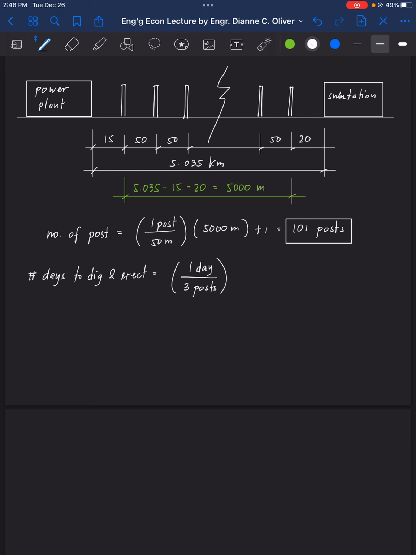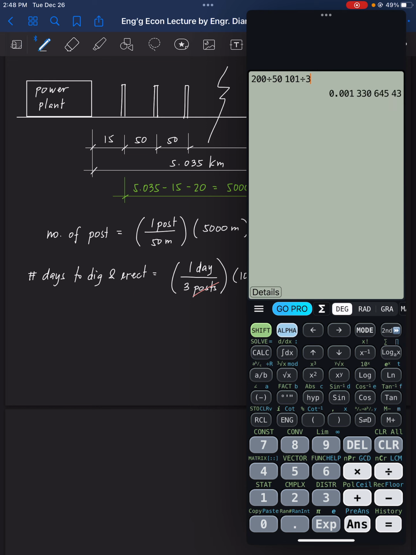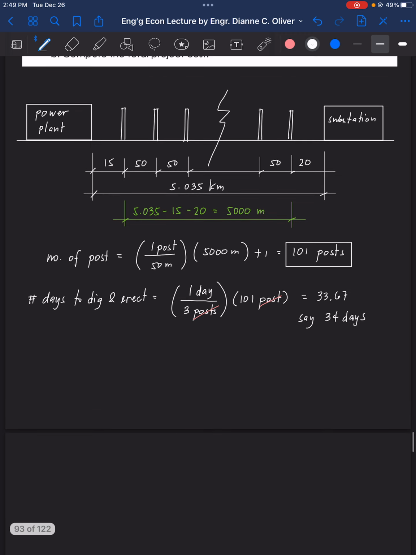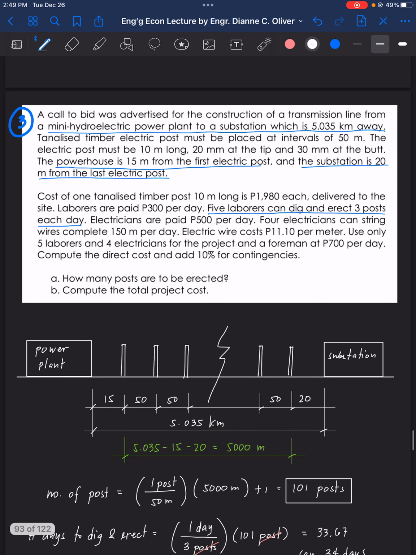Now to cancel the posts there, we need 101 posts. So how many days? So we will cancel out the posts. So that would be 101 divided by 3. That's 33.67 days, say 34 days. So that's the number of days to pay the laborers. Now, how about the electricians?